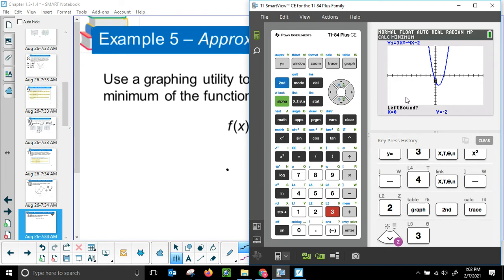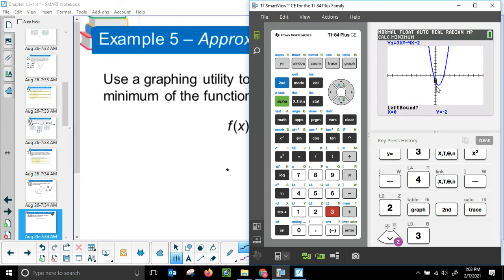Right, basically, when the calculator asks for left bounds and right bounds, it's asking for a little baby window of where you want the calculator to look. So for left bound, you just want your cursor to be anywhere to the left of the minimum that you are looking for. All right.